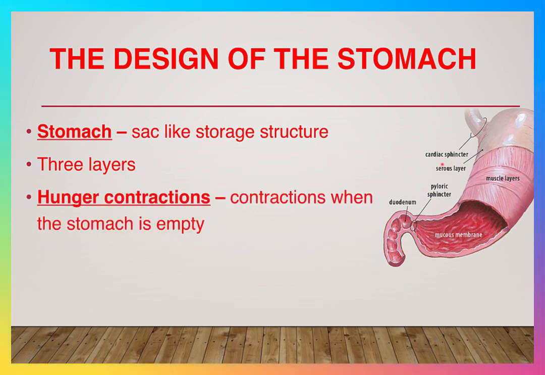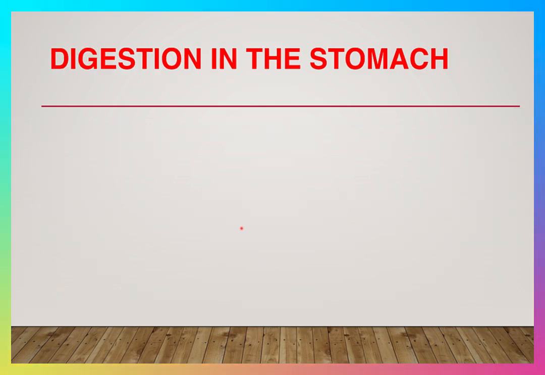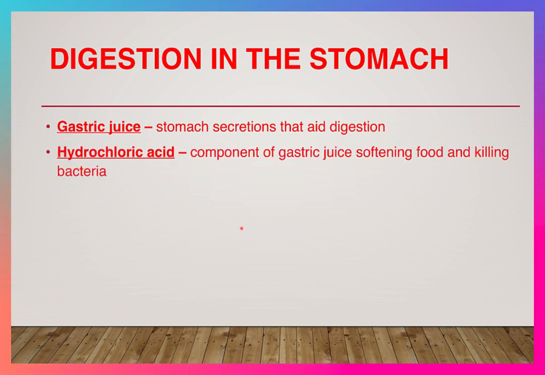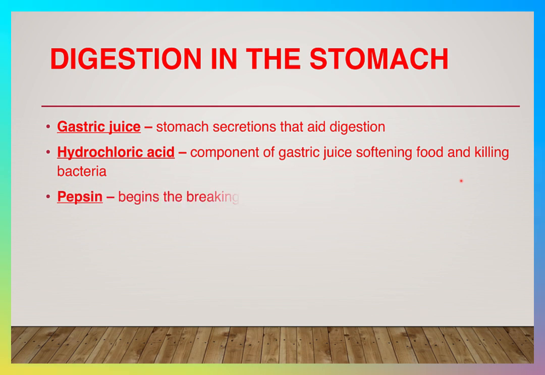Now, when contractions occur when the stomach is empty, we feel this as a discomfort that we call hunger pangs or hunger contractions. The gastric juice is secreted. It contains acid and certain enzymes that aid in digestion. The acid is hydrochloric acid, and when you get into chemistry class, you'll find out what hydrochloric acid is. It works on the food to soften it, and it also works to kill bacteria that's in the food when you eat it.